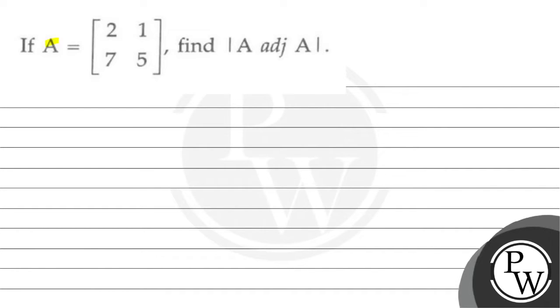Let's see this question. If A is equal to a matrix of order 2 with elements 2, 1, 7, 5, find the determinant of A into adjoint of A.